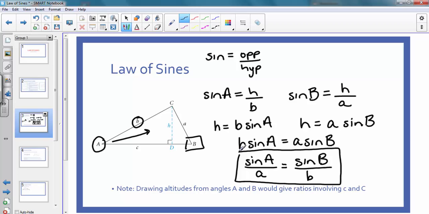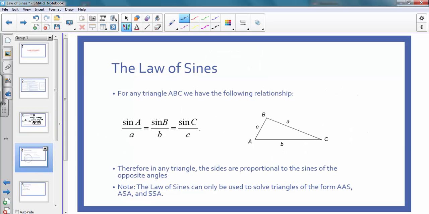So now we have this relationship between the sine of our angles and the lengths of those corresponding sides. Note that drawing altitudes from angles A and B would give ratios involving the side length c and our angle C. So if we look at the formula for the law of sines, for any triangle ABC, we have the following relationship. The sine of angle A divided by the length of a equals the sine of angle B divided by the length of b equals the sine of angle C divided by the length of c. Therefore, in any triangle, the sides are proportional to the sines of the opposite angles.